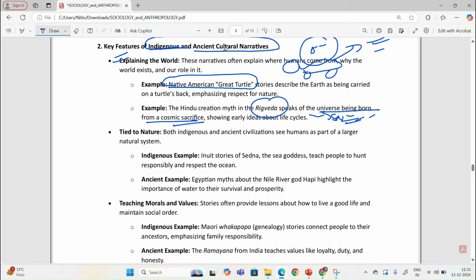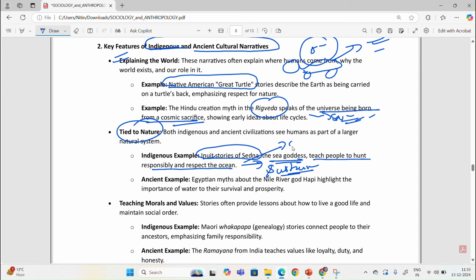Then they also explain how things have to be tied to nature. For example, the Inuit stories of Sedna, the sea goddess, who teaches people to hunt responsibly and respect the ocean. You can relate it to sustainability or community ownership, that this resource belongs to everybody and thus we need to protect it, or to trusteeship. It can relate to that and give you a passage on it.